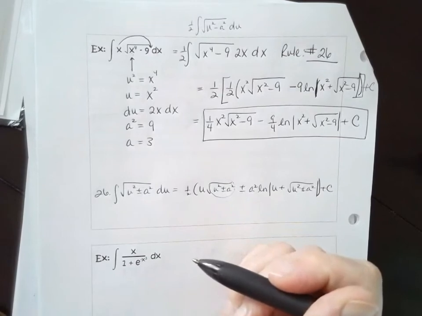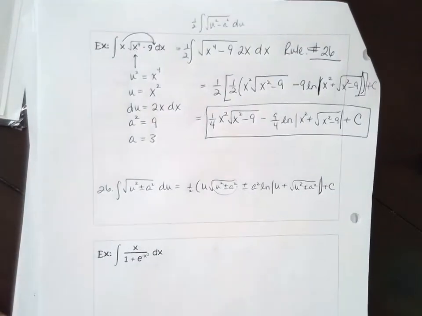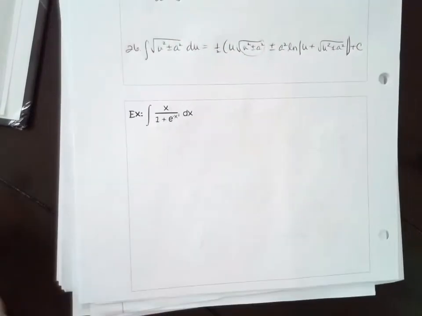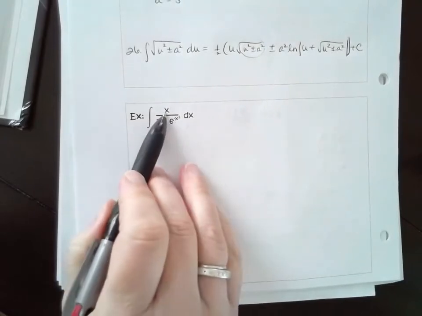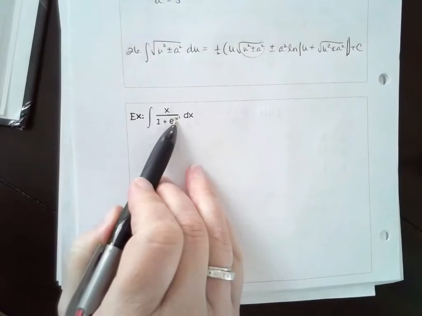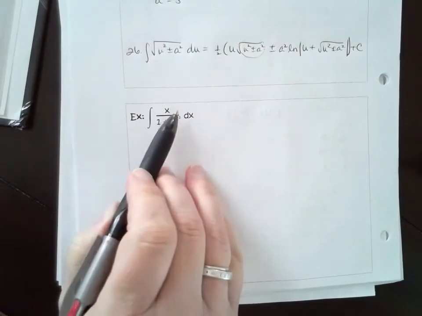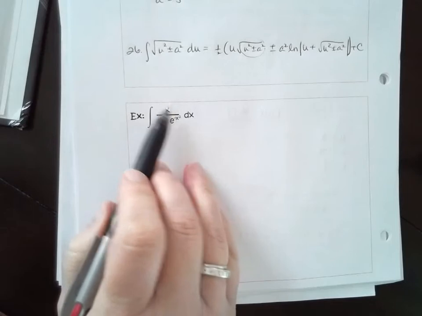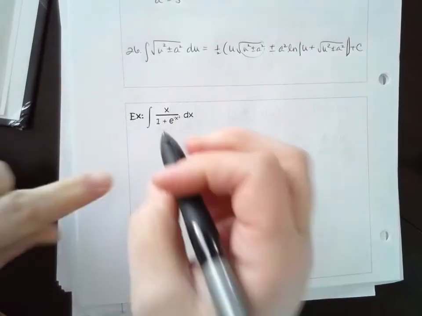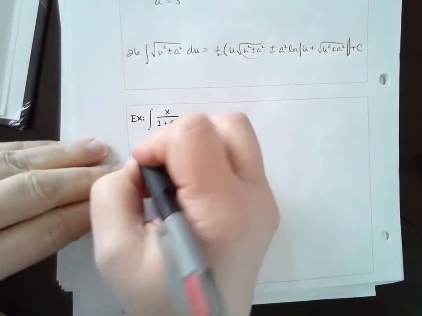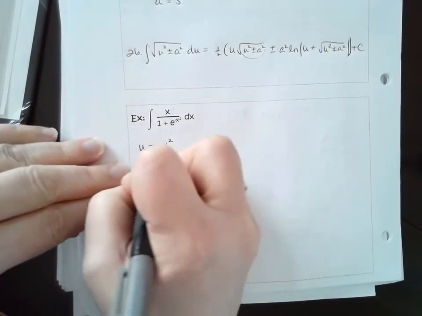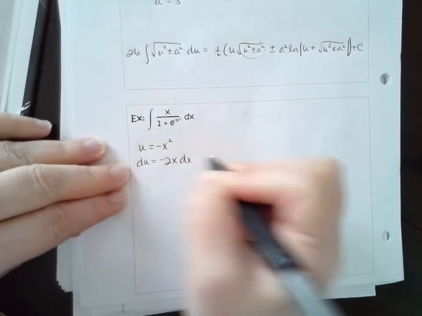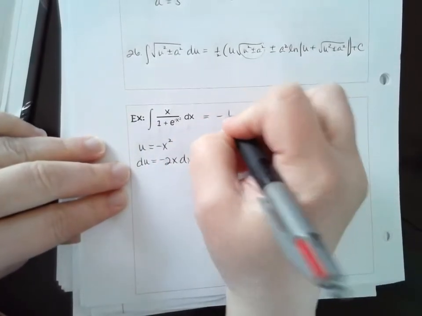Okay, rule number 26. Alright, let's look at the next example. What identifications can we make? Well, I see this e, and I see that there's an x in the exponent as well as the numerator. I also see that they differ by 1, so there's probably a u-du relationship between the two. And I'm going to go with that and see what happens. If u is negative x squared and du is negative 2x dx, then I'm going to balance this.